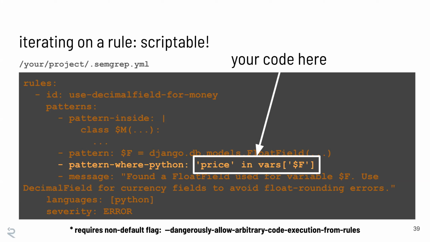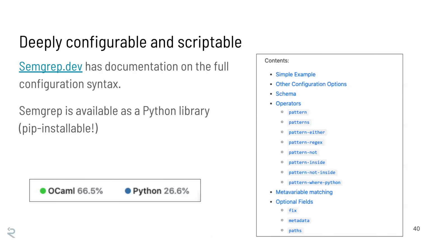Because we are a security startup and we're security conscious, this requires a flag that is not enabled by default. So you're going to have to run with this really long flag, basically saying, yes, I know that my rules could run arbitrary code. If you're running rules from somebody else, they could be malicious, of course. But it's a really powerful tool to be able to have.